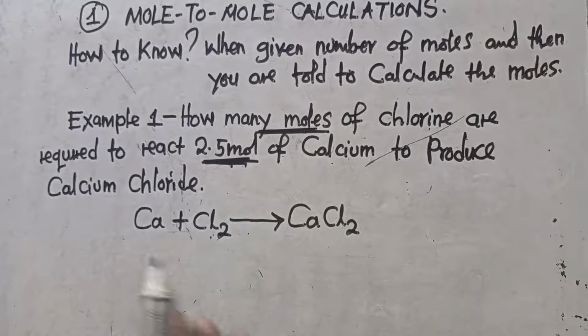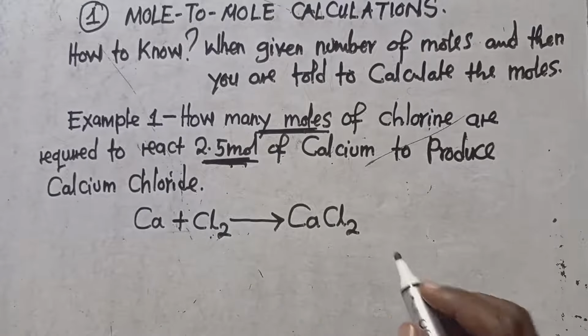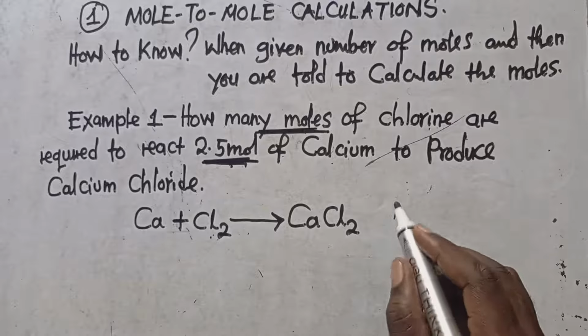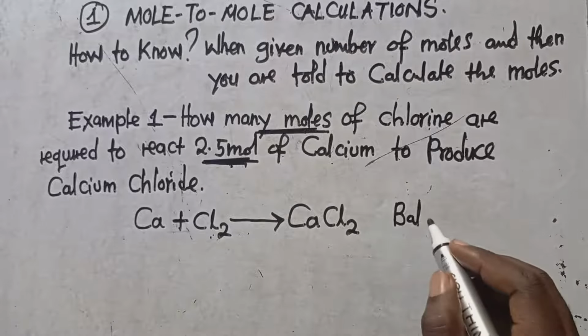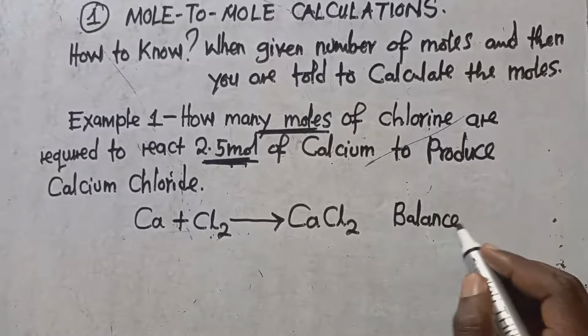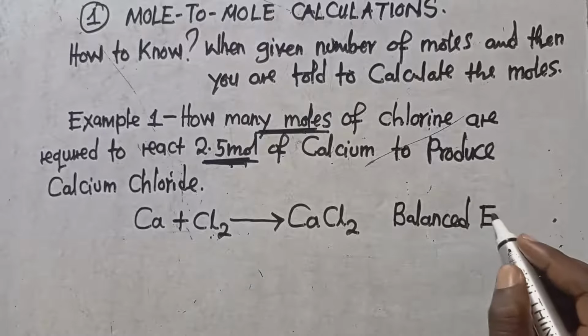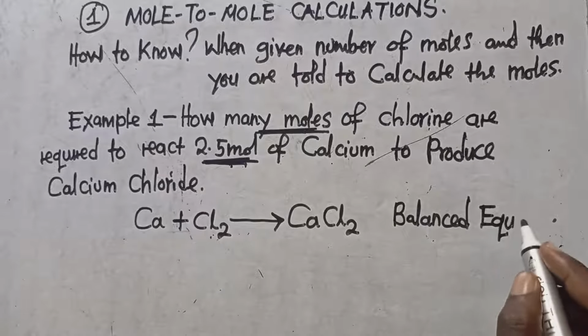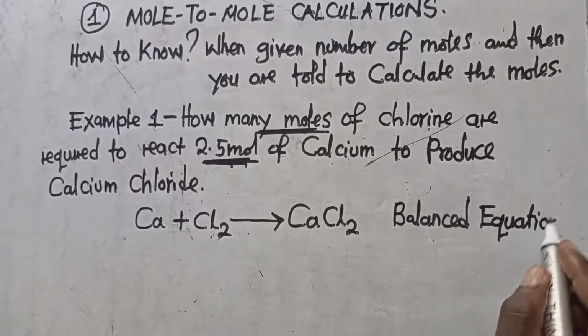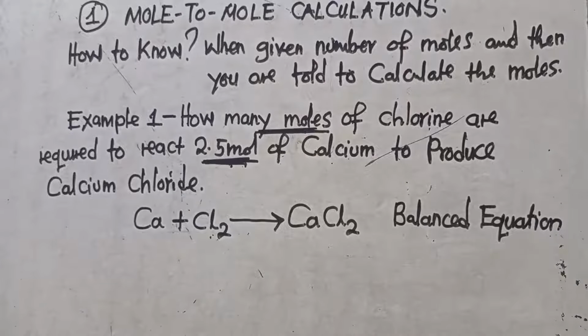Away from this, the other thing that we have to understand, since we are looking at this question, is that we've written this equation. We ask ourselves, is it balanced? Yes, it is a balanced equation. If it is not balanced, you need to balance it. But in this case, it is already balanced. It's a balanced chemical equation.